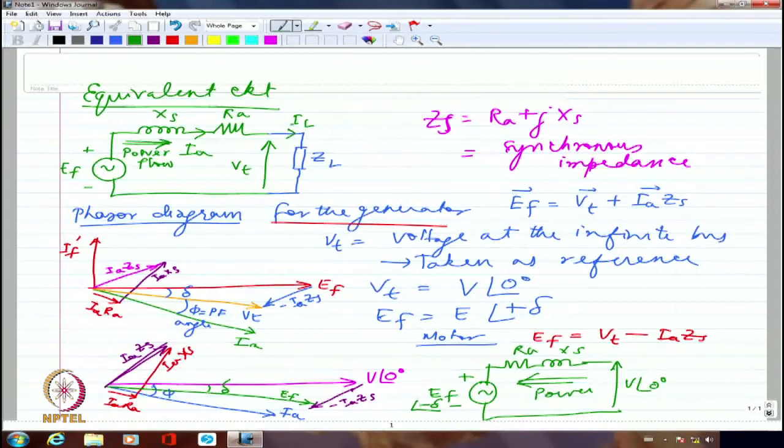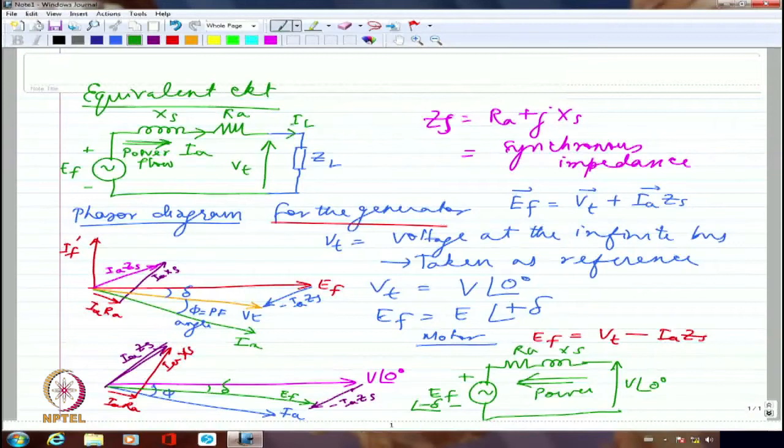Many times, the control of AC power transmission is through phase angle control. Very often we try to adjust the phase angle and then make sure that a sufficient amount of power flows, right? So this is one of the major differences between the generator and motor. Is this clear? The phasor diagram clear?